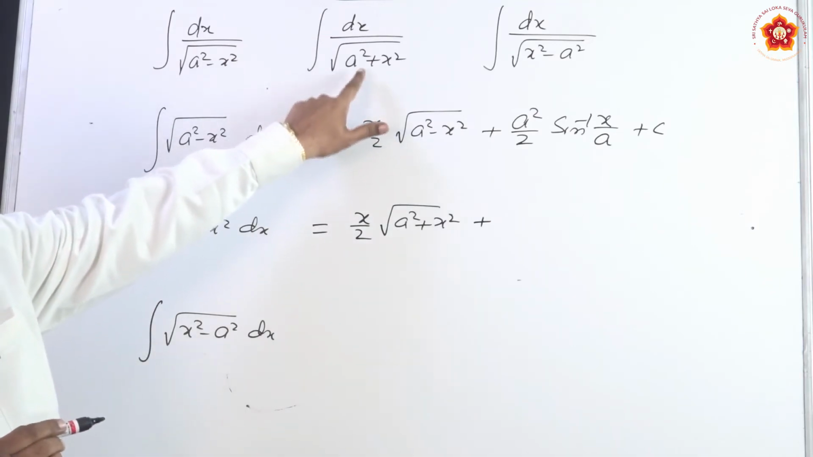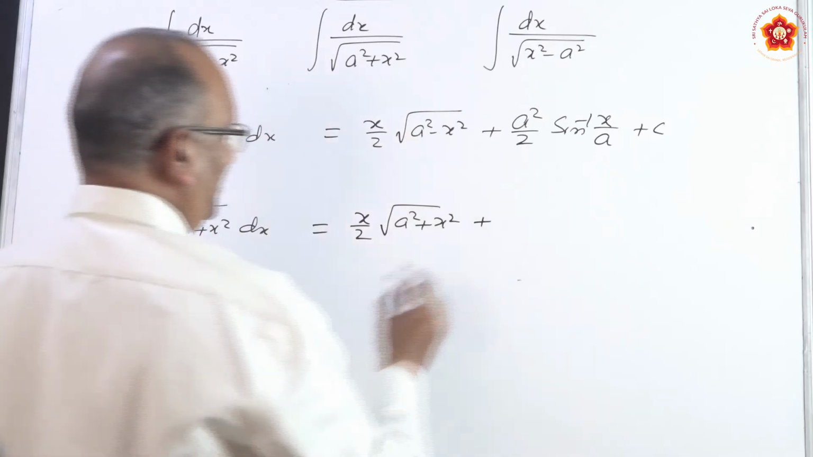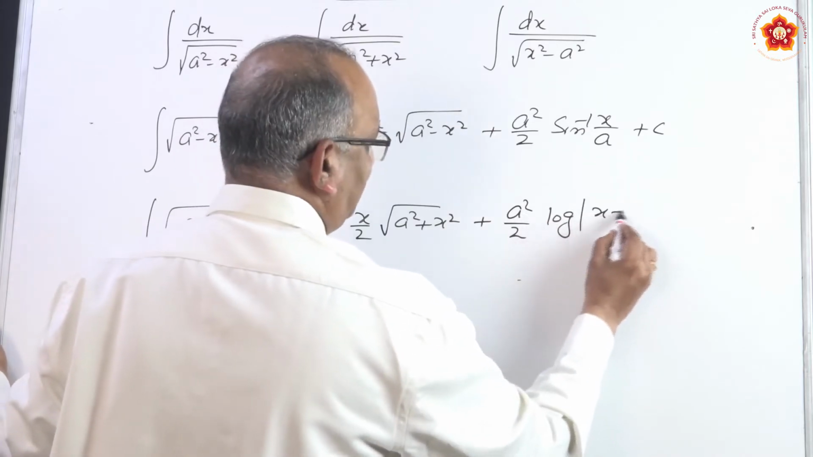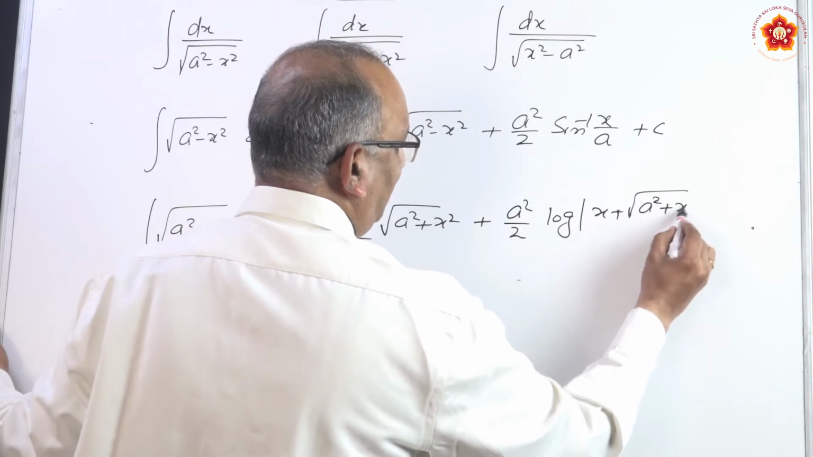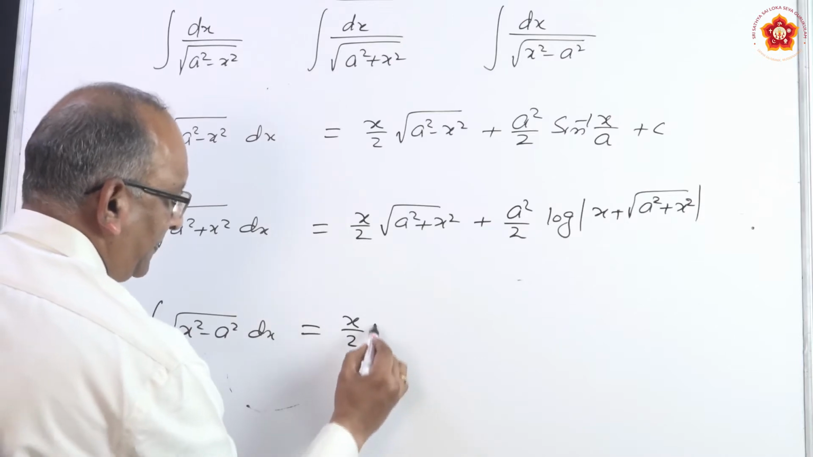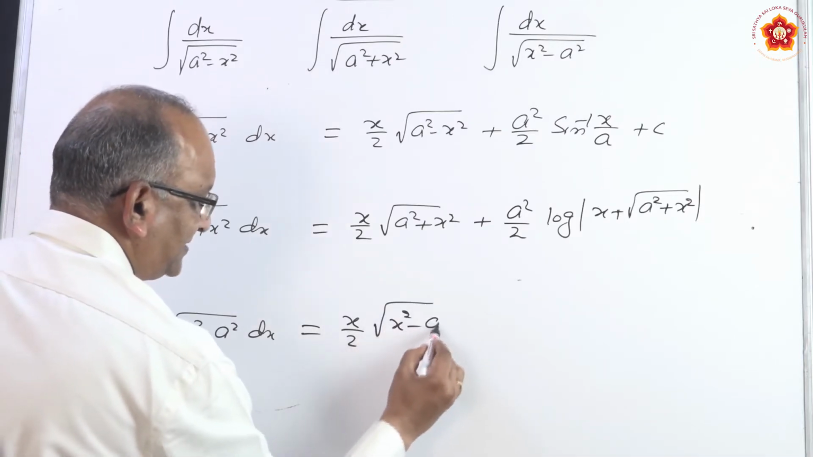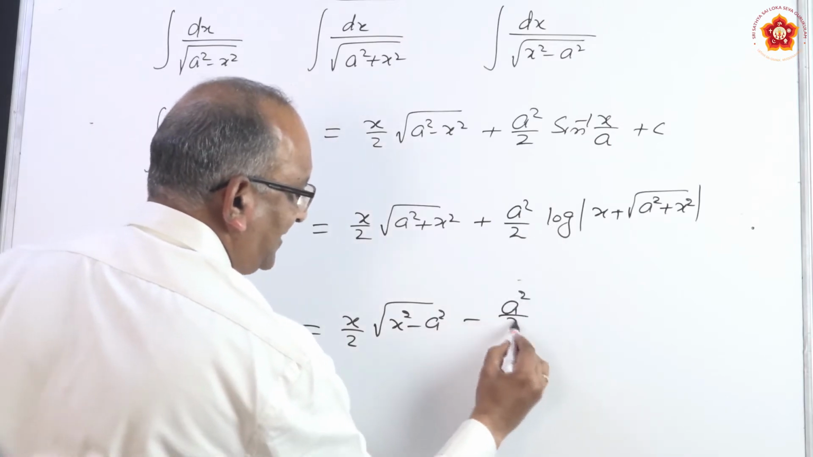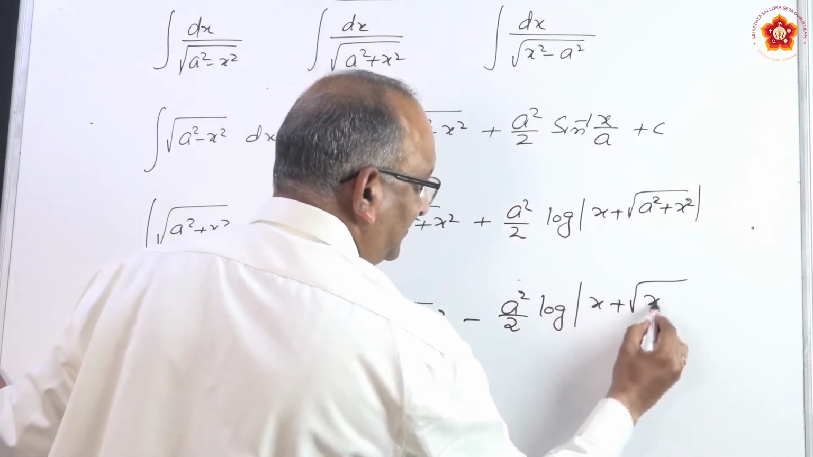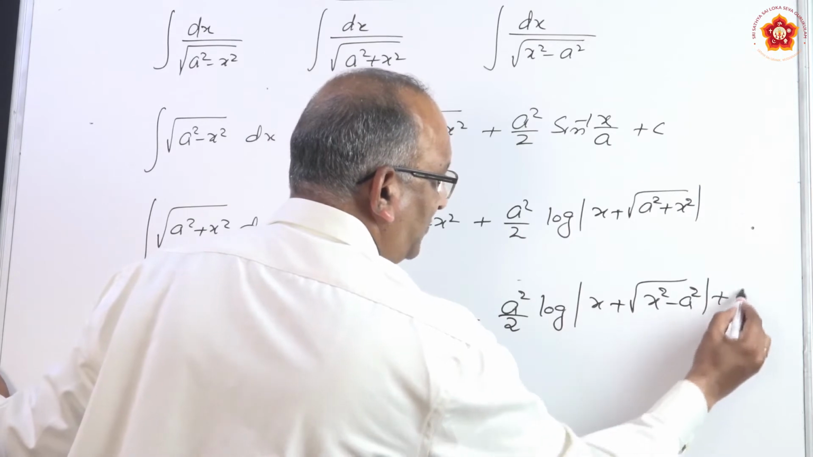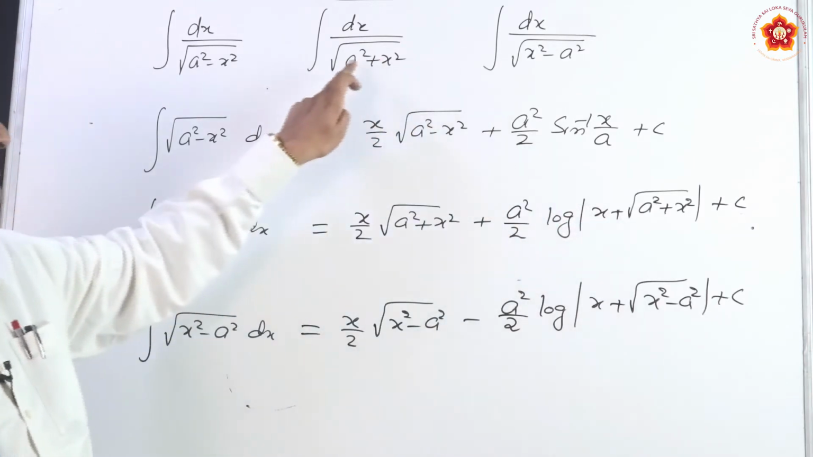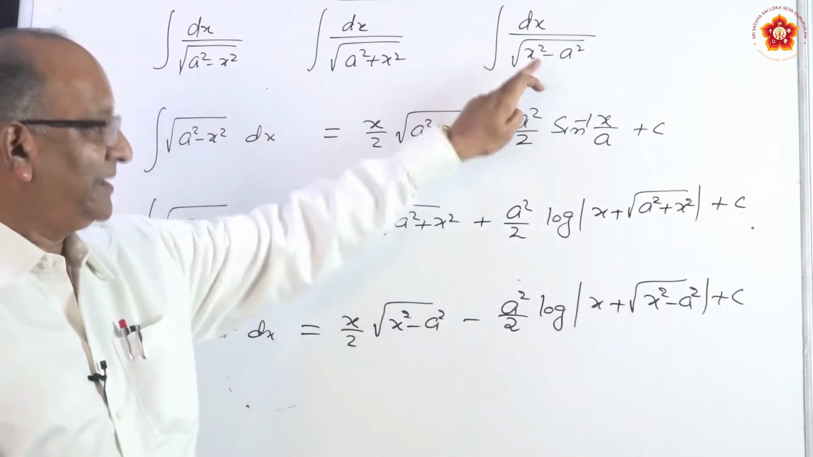The second part is similar to the integral, if you can recollect: a square by 2 remains as it is, and the integral was log of x plus under root of a square plus x square. Similarly, the third one is x by 2 under root of x square minus a square minus a square by 2 log of x plus under root of x square minus a square plus c. This part is the integral of that.